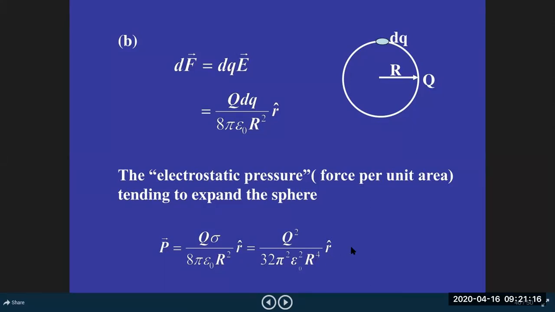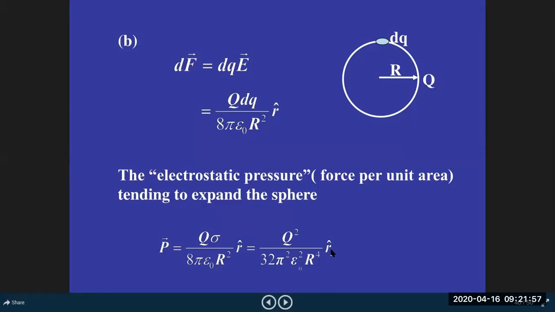Try to understand the things to be remembered here. Here epsilon naught square is involved. As we have discussed before, sigma is just equal to Q upon 4 pi r square, not 4 pi epsilon naught. So when you place here Q upon 4 pi r square, epsilon naught is not involved in the expression. Therefore, a square of epsilon naught must not be there, only a single epsilon naught must be there. So Q square upon 32 pi square epsilon naught r to the power 4.